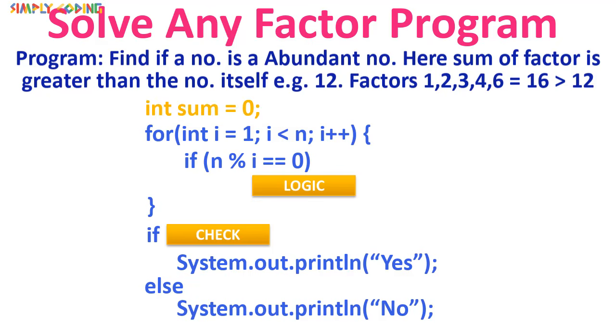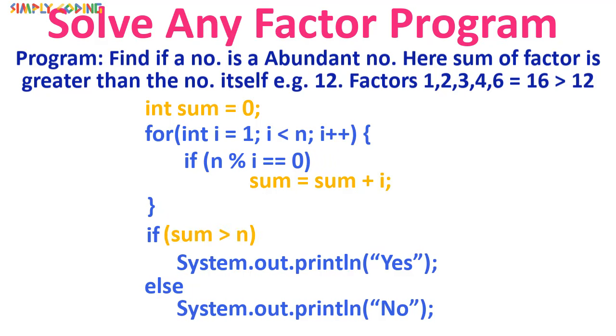Here also we will run the loop till less than n, as the program is not considering the number itself as a factor. In logic, we will just add the factor to sum. In the check section, we will just check if sum is greater than n for it to be an abundant number. This is our program for abundant number.